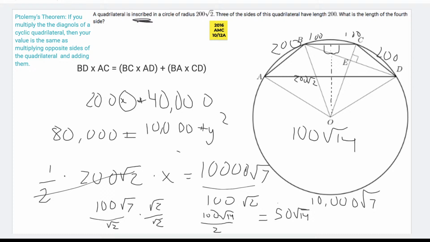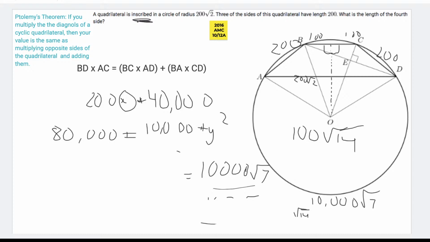And then AC is the same thing, because these triangles are the same, so the heights are the same. After that, you put this back into the equation. So the equation is 200x plus 40,000 equals 140,000, because 100 times the square root of 14 times 100 times the square root of 14 is what we need to calculate. After that, you subtract 40,000 from both sides, and you get 200x equals 100,000. After dividing, you'll get x equals 500. I mean, not x, I mean the whole thing, it will be 500.